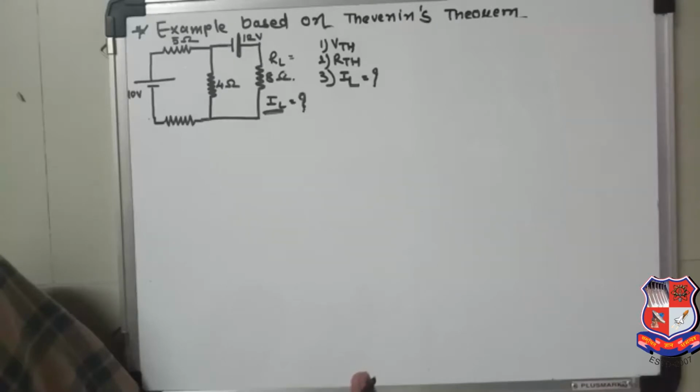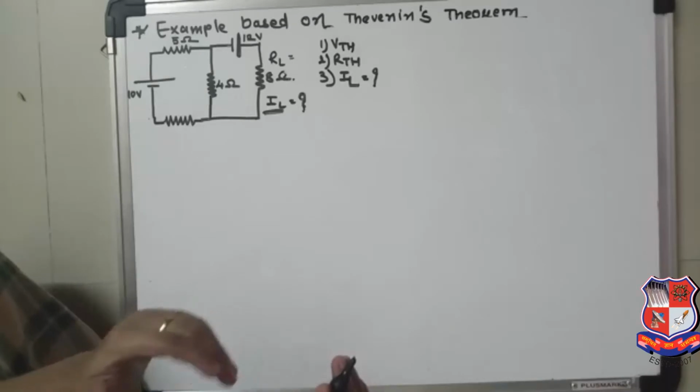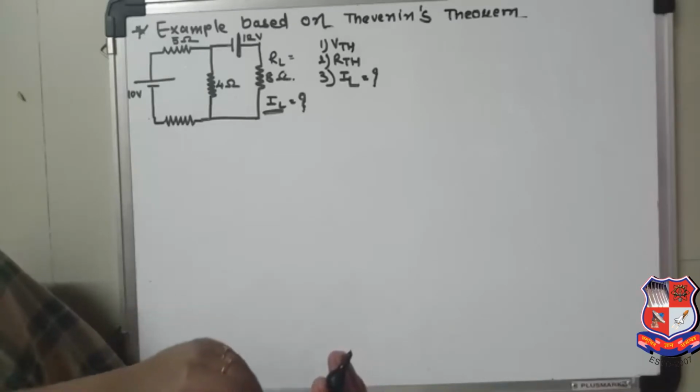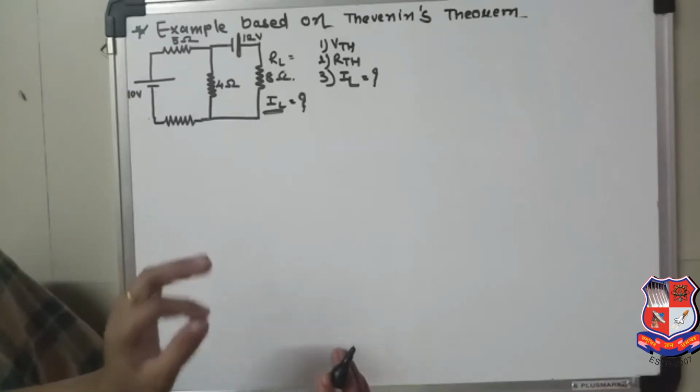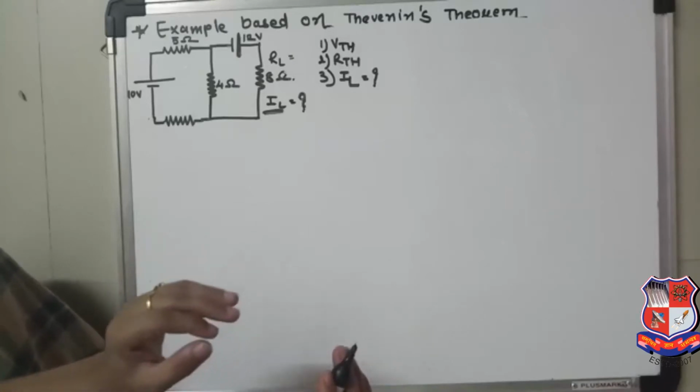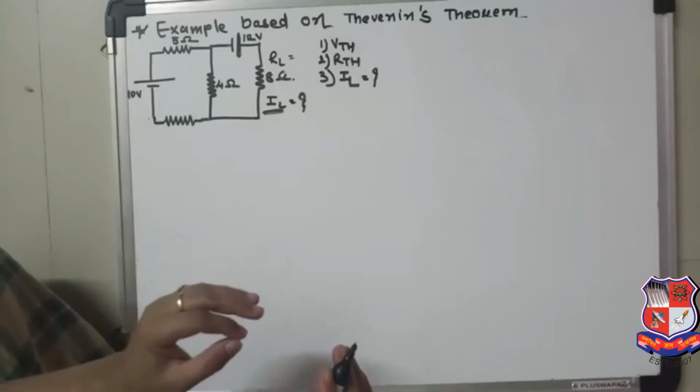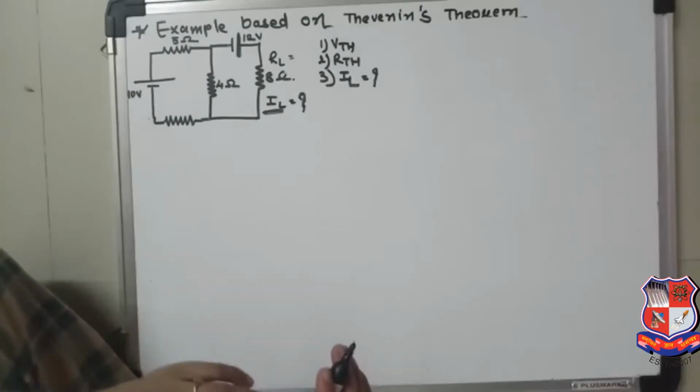Today we are going to apply the Thevenin theorem to solve one network. Now what is the statement of Thevenin theorem? The statement is that any network having a number of energy sources and elements, viewed from the open circuit terminal, can be replaced by a single equivalent voltage source in series with a single equivalent resistance.